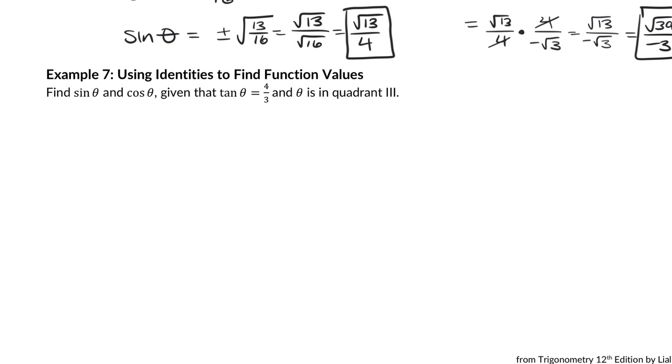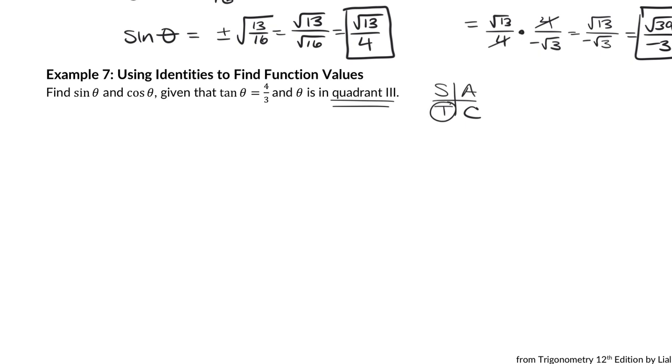Before we do this, let's make sure we've read the whole question. This angle is in quadrant 3. So if we already know it's in quadrant 3, which functions are going to be positive? Tangent. So sine and cosine will both be what? Negative. Okay, because we know it's in quadrant 3. Great. Fun fact for us to know.